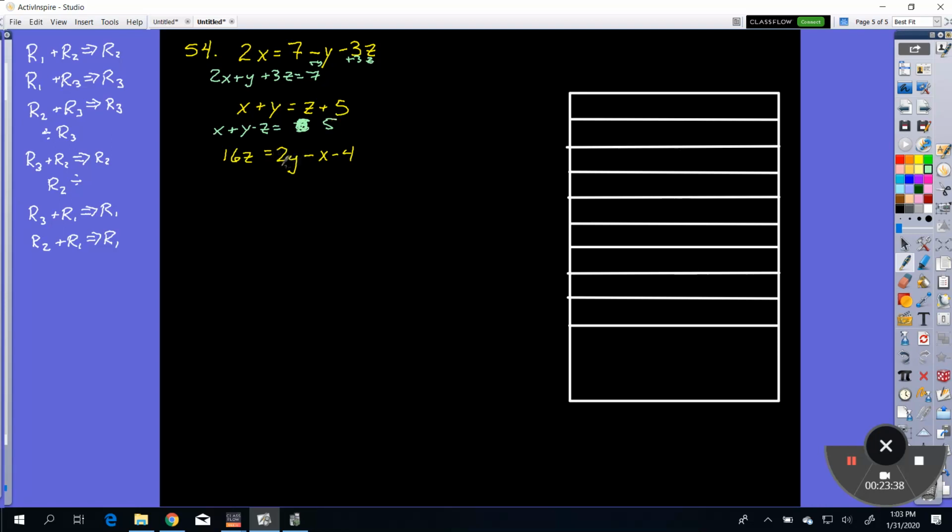And down here, I'm going to minus the 2y and add the x. So I'm going to add the x minus the 2y. 16z stays the same, equals negative 4. So now if I rewrite this as a matrix, I'm going to put the middle one as my first row. So it's going to be 1, 1, negative 1, 5. And then I'll just put the row 3 here. 1, negative 2, 16, negative 4. And then 2, 1, 3, 7. So that's now the matrix that I'm going to work with.